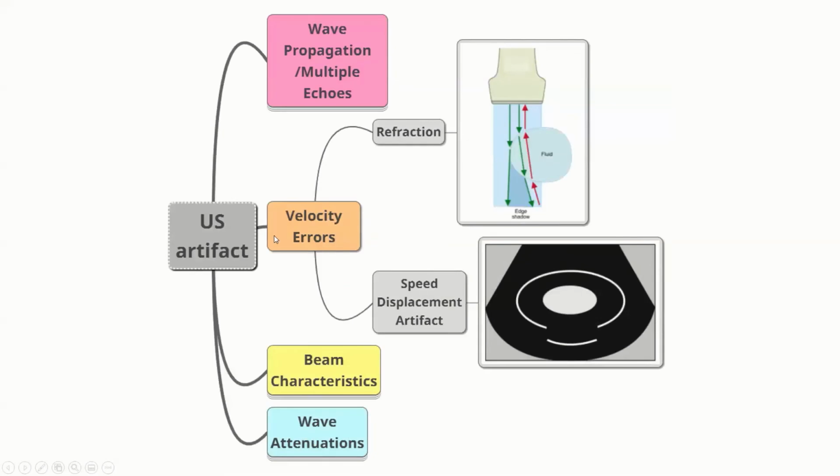So the second one is velocity errors. I went over refractions. The sound waves have refraction when they go through different media or different tissues, causing edge shadows. And also ultrasound takes more time, or different time, when it goes through different tissues. And then when it takes more time, the ultrasound recognizes it as coming from deeper tissues and makes this gap, called a speed displacement artifact.